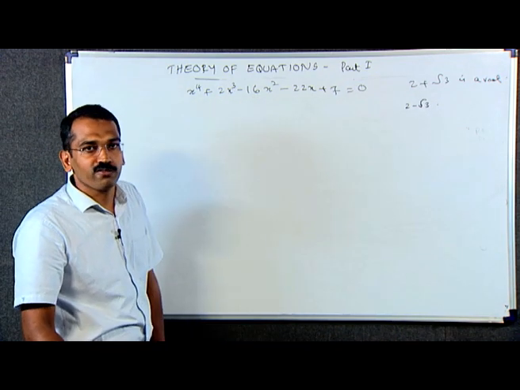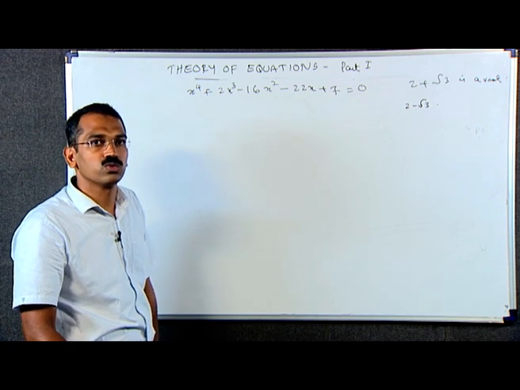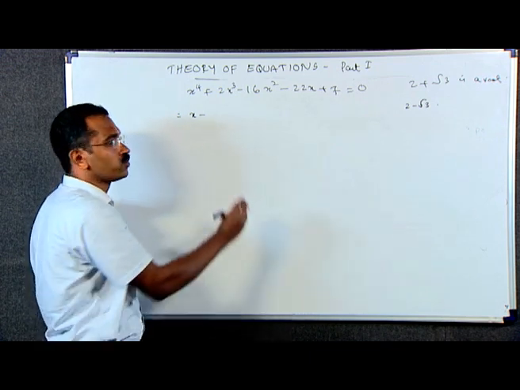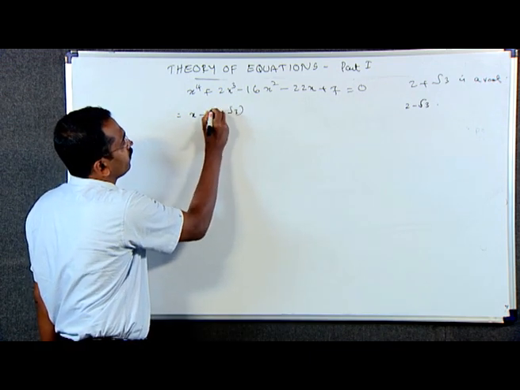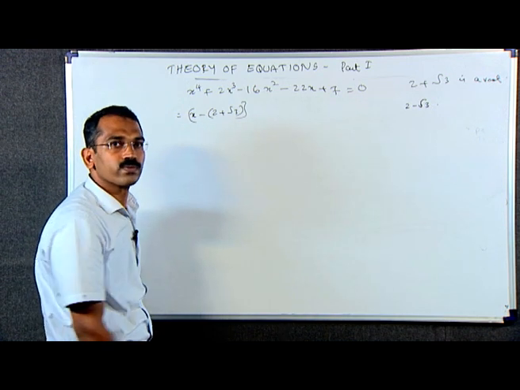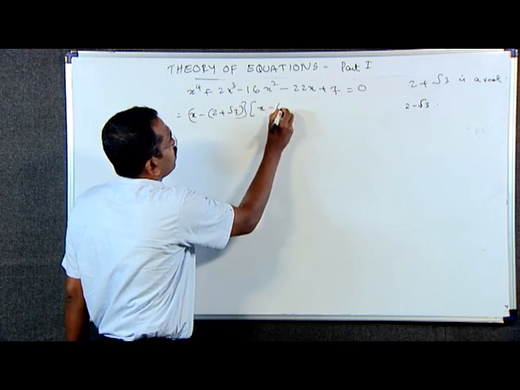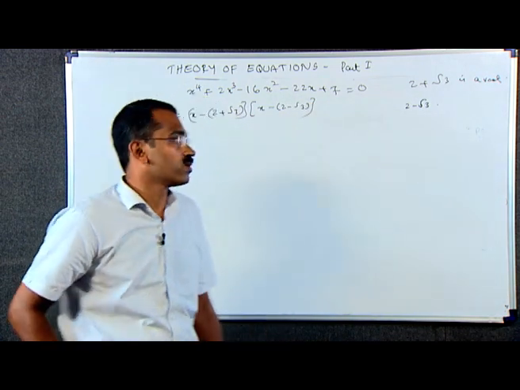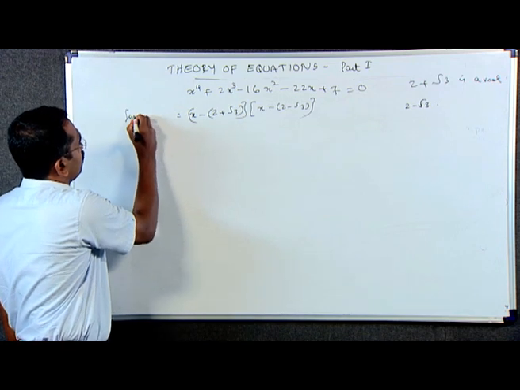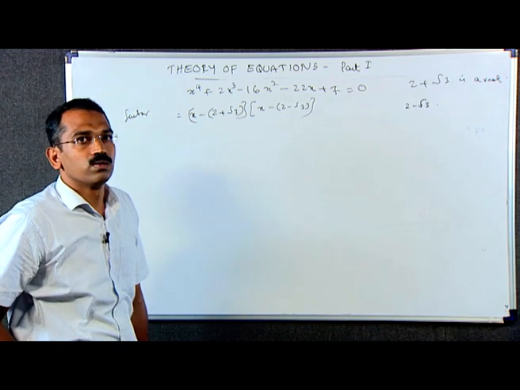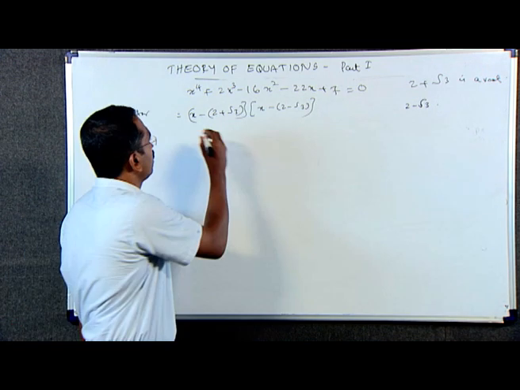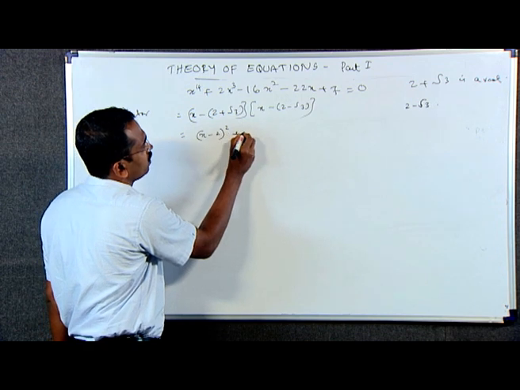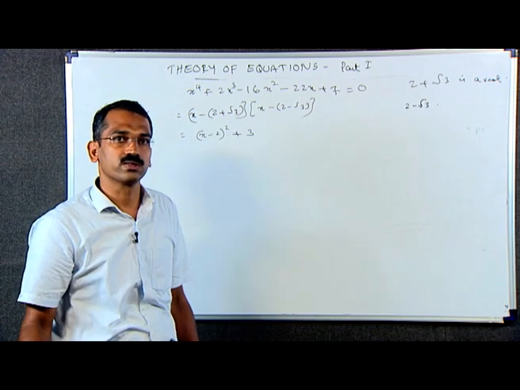Therefore, the factor of f of x corresponding to these two roots is equal to x minus 2 plus root 3 into x minus 2 minus root 3. This is the corresponding factor, which is equal to, from this we can write this equal to x minus 2 whole square plus root 3 whole square, that is plus 3.